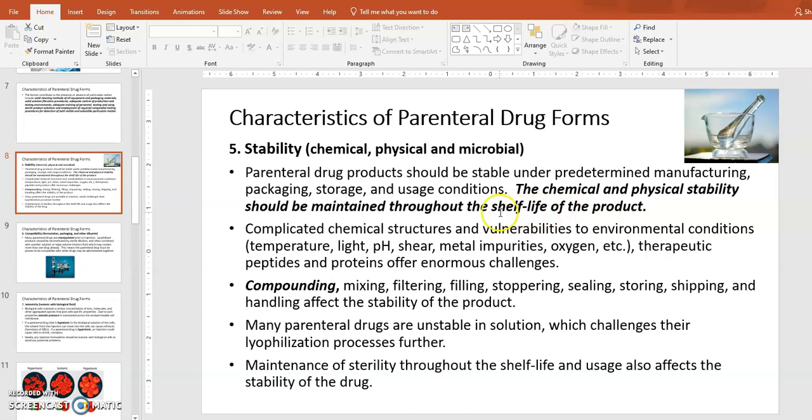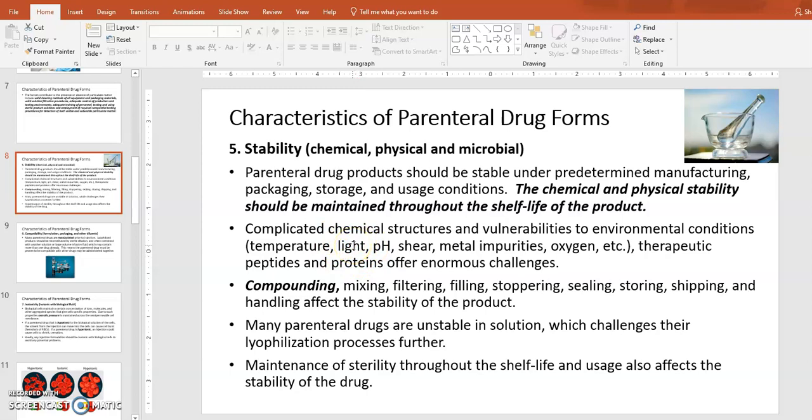Okay, how do you determine the shelf life? Normally it's tested by your formulation scientist or PD scientist, process development scientist, and they see how long it takes for your drug to lose its structure, stability and safety, by about 90%. That determines the shelf life actually. So, complicated chemical structures and vulnerability to environmental conditions such as temperature, light, even light. Some biological molecules are susceptible to strong light.